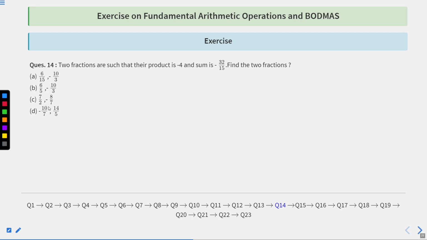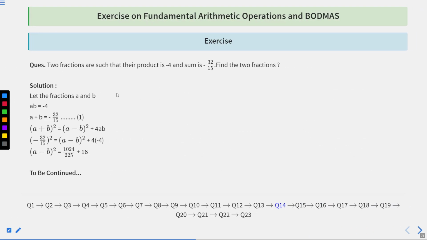Let us move to question number 14. Two fractions are such that their product is minus 4 and their sum is minus 32 by 15. Find the two fractions. So let the fractions be a and b. It is given that their product is -4, so AB is equal to -4, and their sum is equal to -32 by 15. So A plus B will be -32 by 15, and we assume it to be equation number 1.